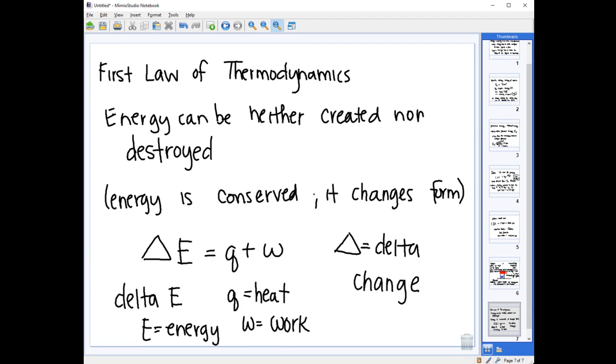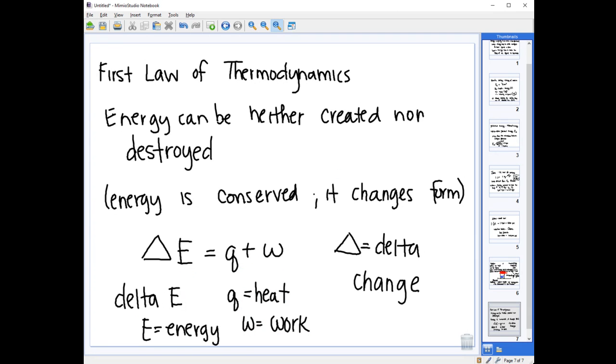Remember we said before that a definition of energy was the capacity to do work or transfer heat. So when we look at the change in the energy of a system, we're going to look at what's happening to the heat and is there work being done on the system or by the system. So our change in energy, our delta E, is equal to Q plus W.